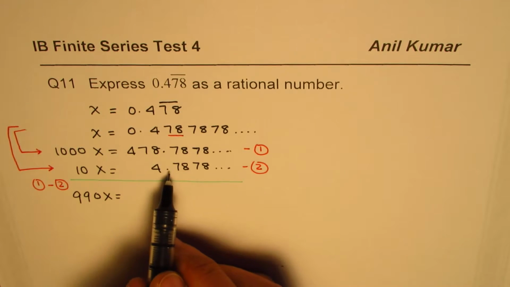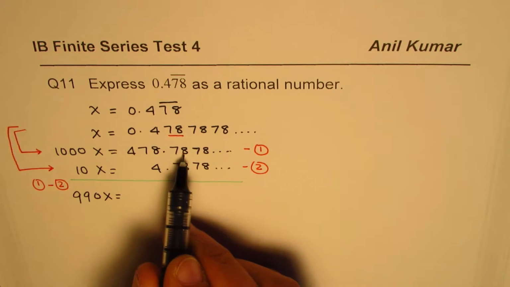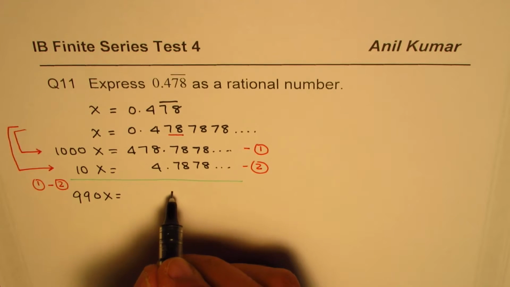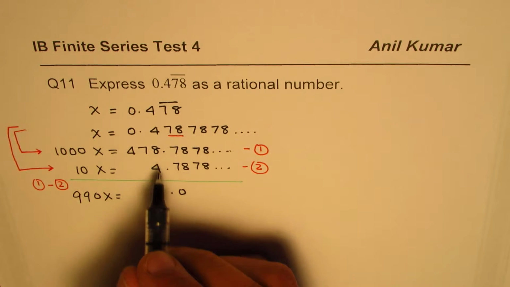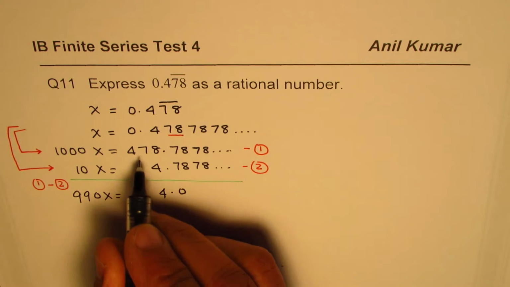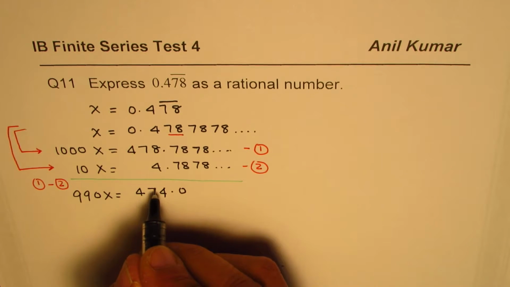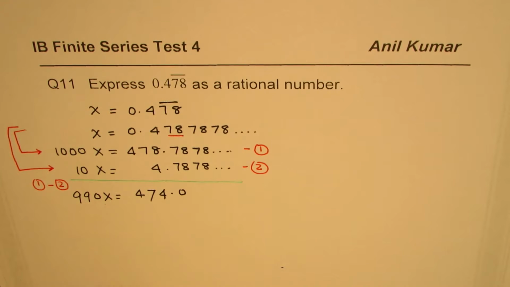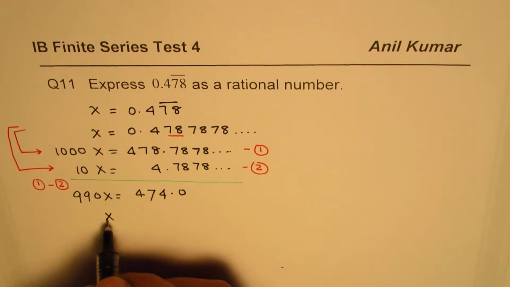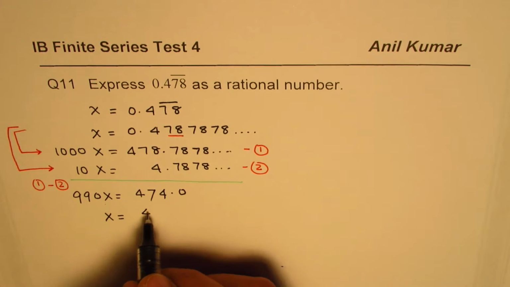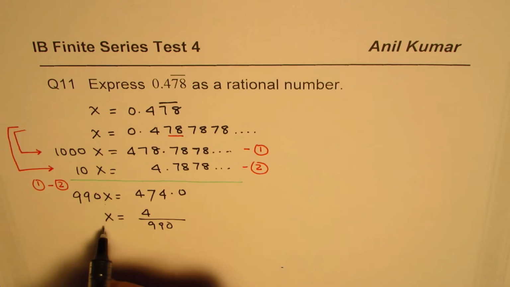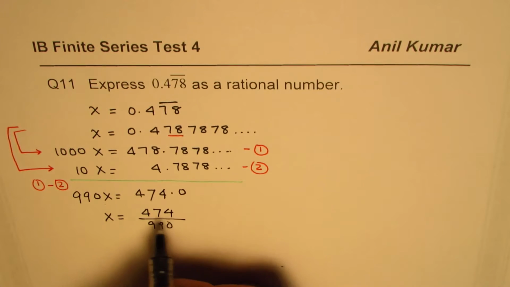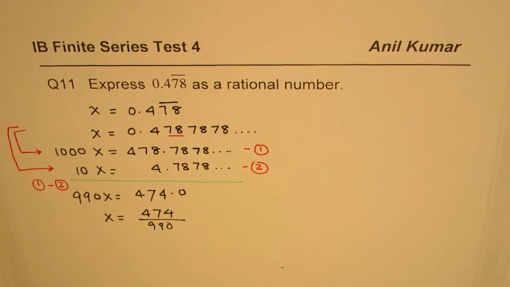When you take away all the numbers after the decimal, which is 78 recurring, becomes 0. So after the decimal, what you get is 0, right? And on the left side, it is 478 take away 4 as 474. So we get 990x equals to 474. Got it. Now it's easy to find what x is. Let's divide by 990, right? We are dividing by 990 on both the sides. So we get 474 divided by 990, right?